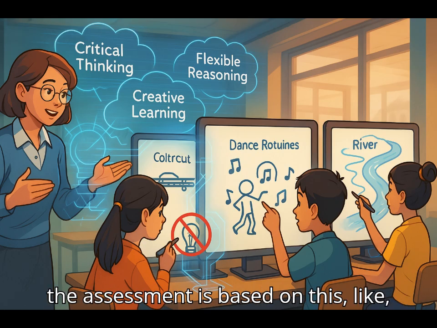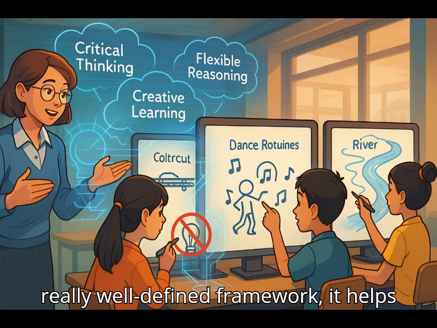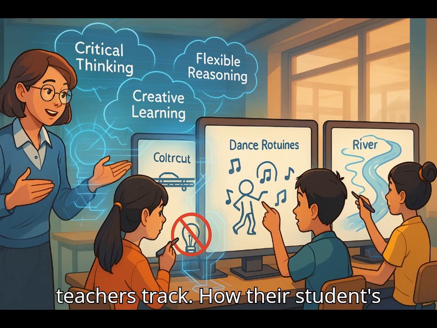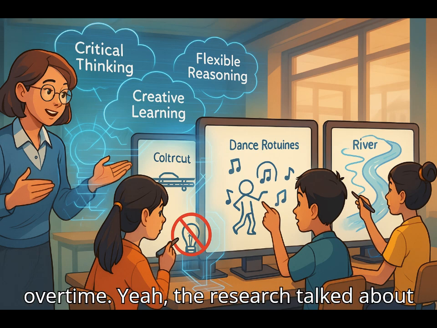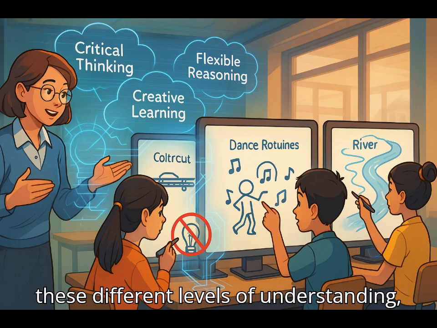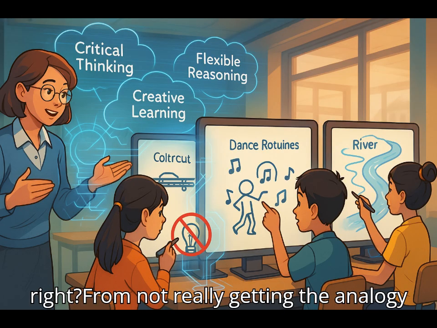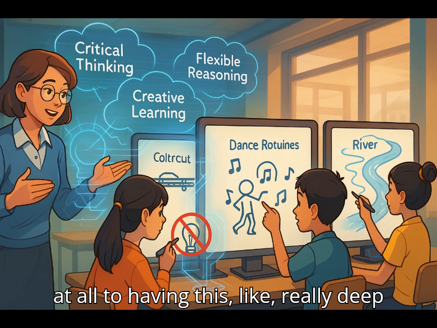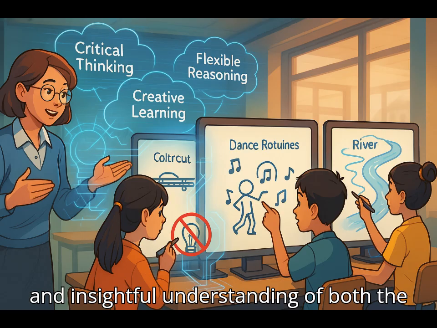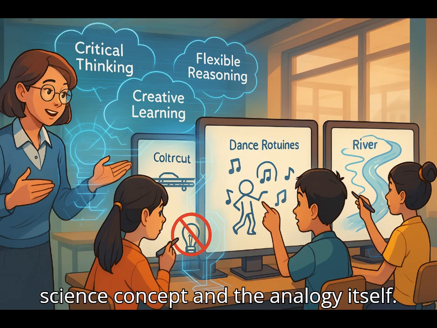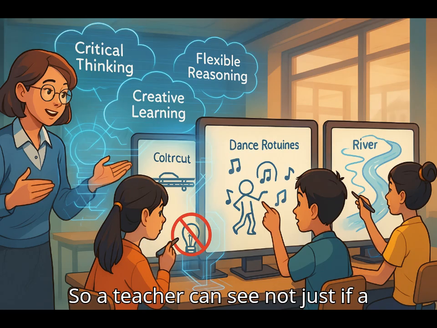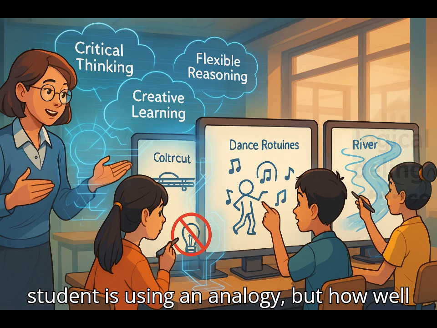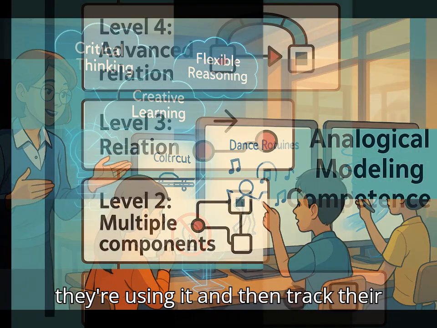Yeah. And because the assessment is based on this really well-defined framework, it helps teachers track how their students' ability to use analogies develops over time. Yeah, the research talked about these different levels of understanding, right? From not really getting the analogy at all to having this really deep and insightful understanding of both the science concept and the analogy itself. So a teacher can see not just if a student is using an analogy, but how well they're using it and then track their growth.